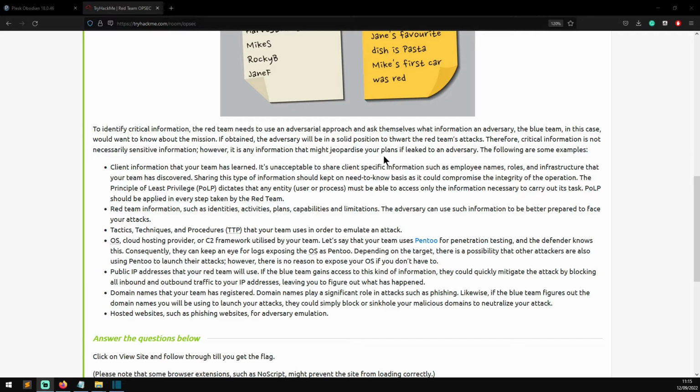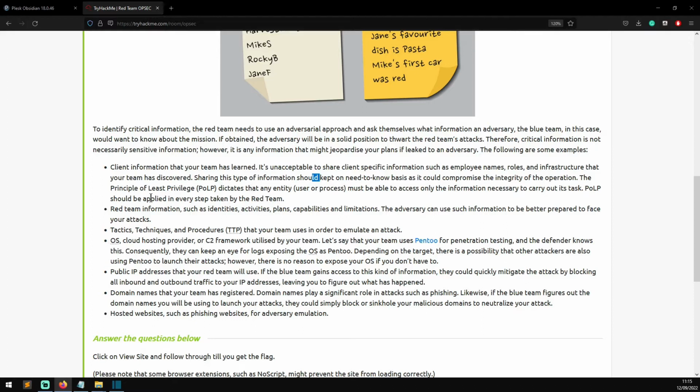The following are some examples. Client information that your team has learned. It is unacceptable to share client-specific information such as employee names, roles, and infrastructure that your team has discovered. Sharing this type of information should be kept on a need-to-know basis, as it could compromise the integrity of the operation.